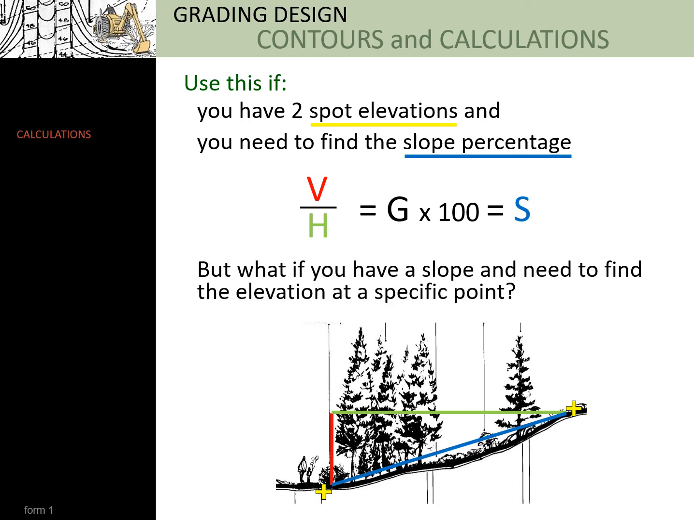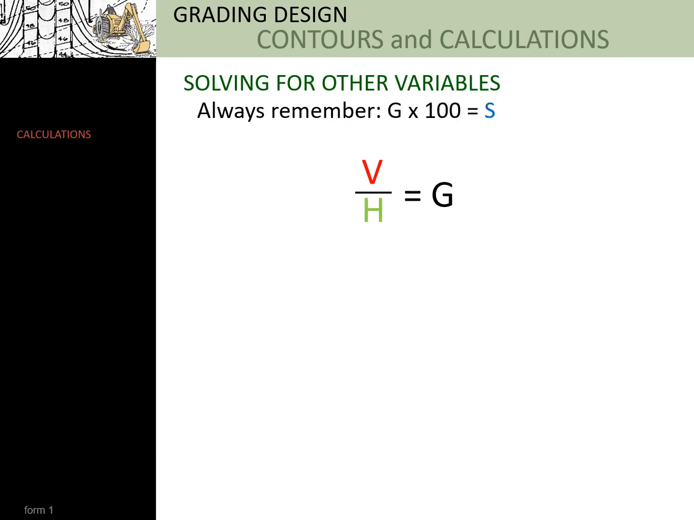But what if you already know the slope? Instead, you need to find out the elevation at a specific point. So we need to solve for other variables by transforming the basic formula of G equals V over H. Right? In this case, what we need to find out is V, and we transform the formula so that we know V equals G multiplied by H.